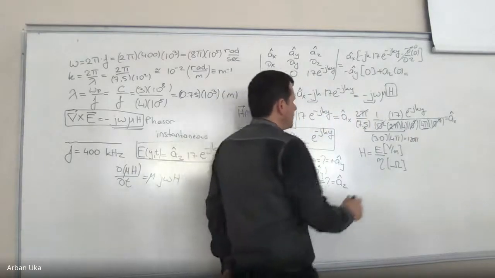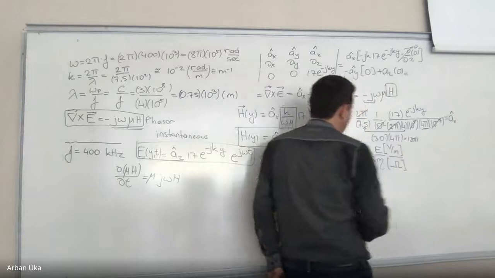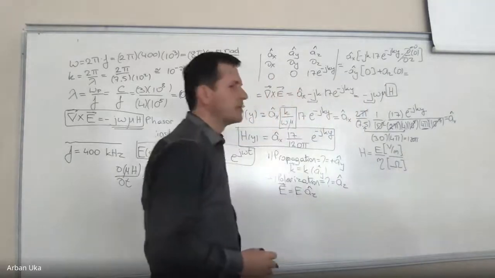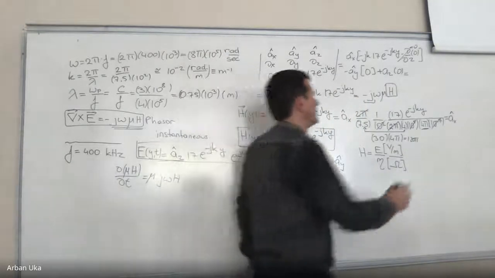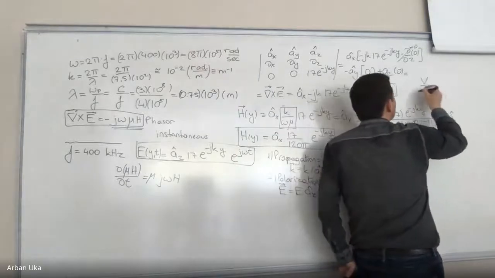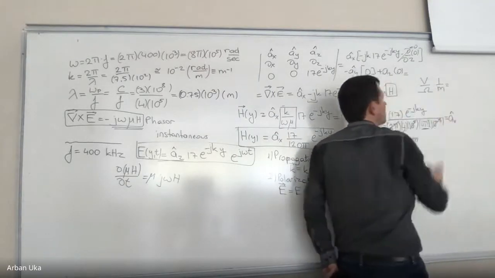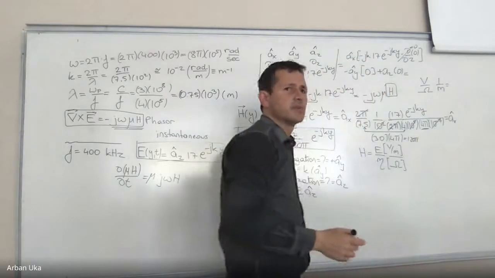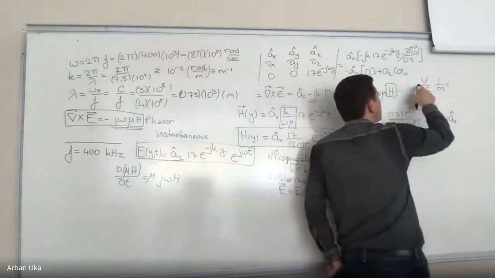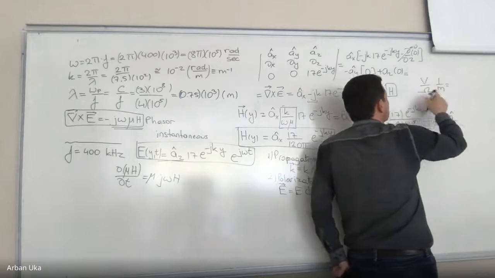And then you might think, what is the unit volt per meter per ohm? Volt per meter per ohm. You should call it, ampere per meter, exactly. So it goes volt per meter, because voltage over ohm can be ampere per meter.